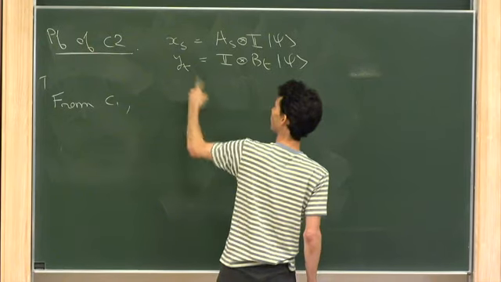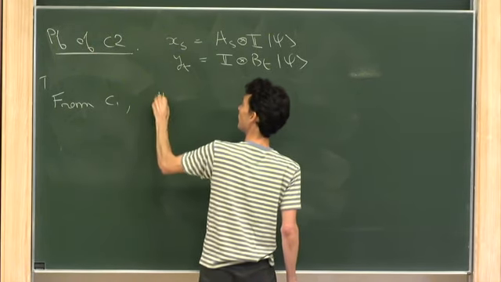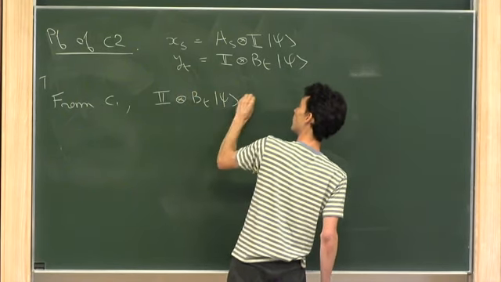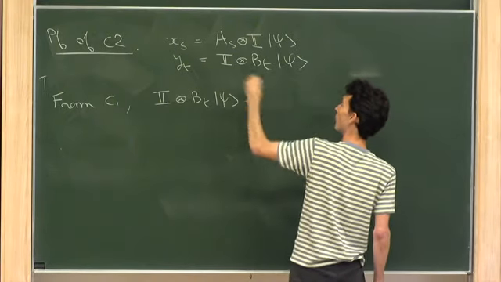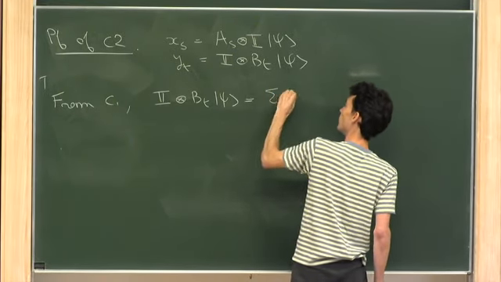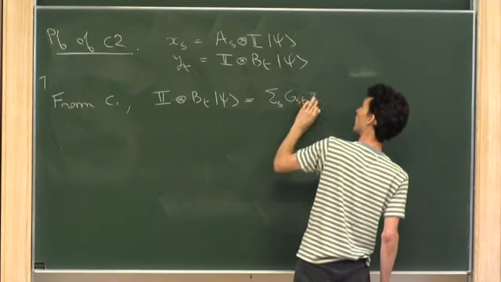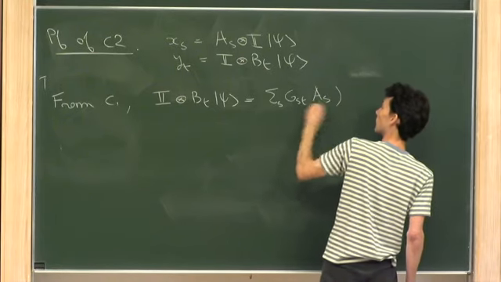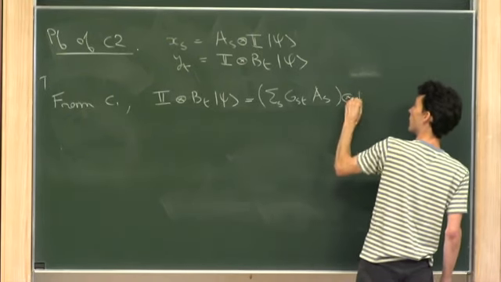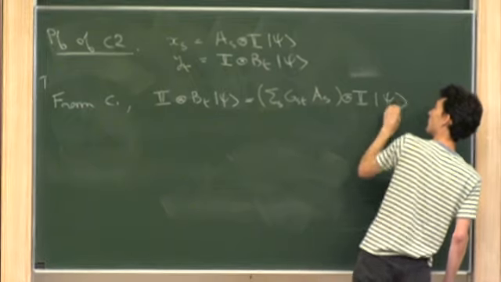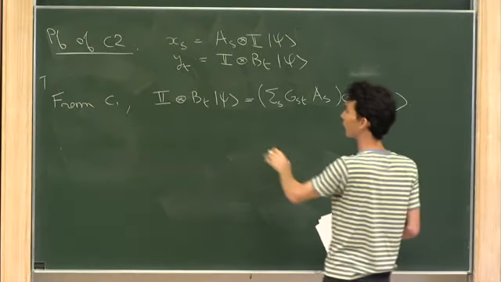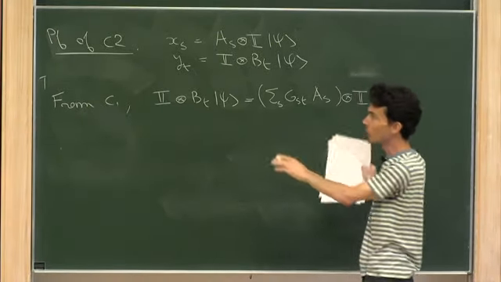I know that the vector YT, which is identity tensored BT psi, should be equal to the sum over S of GST times XS, which is AS, and I'll put it like this, tensored identity psi. This is an observation that we had made before. It just follows from the same. Now I'm just talking about equalities of vectors.